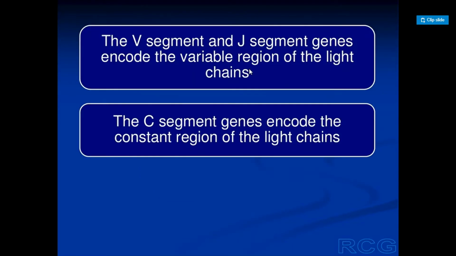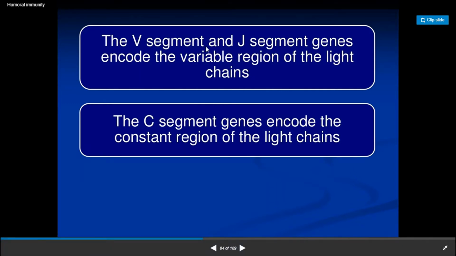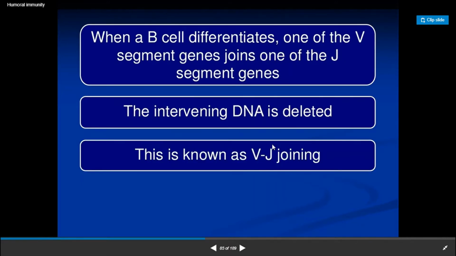The V segment and the J segment genes encode the variable region of the light chain, and the C segment gene encodes the constant region of the light chain. When a B cell differentiates, one of the V segment genes joins one of the J segment genes. The intervening DNA is deleted, and this is known as VJ joining.